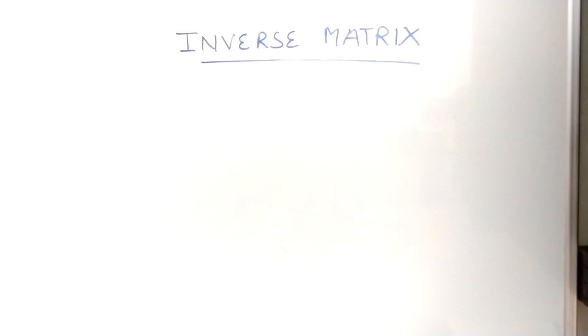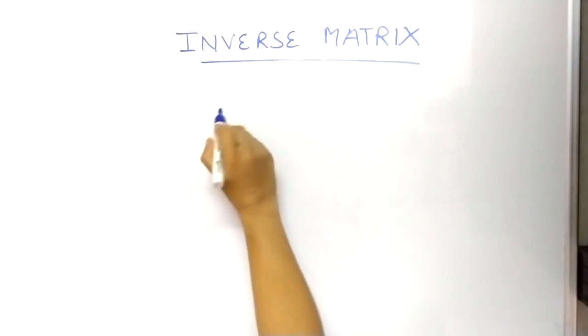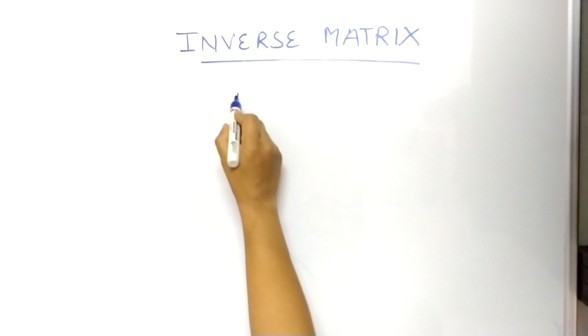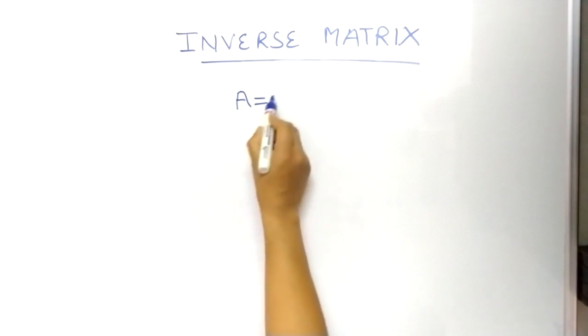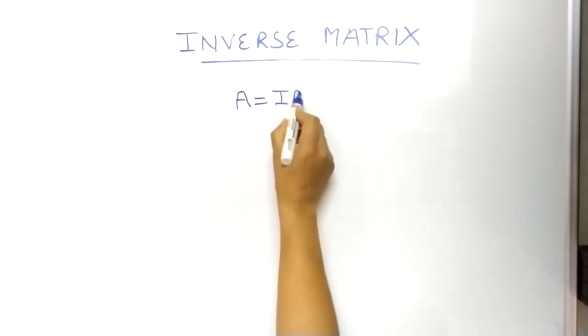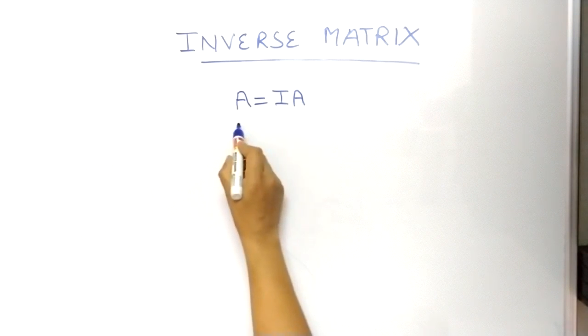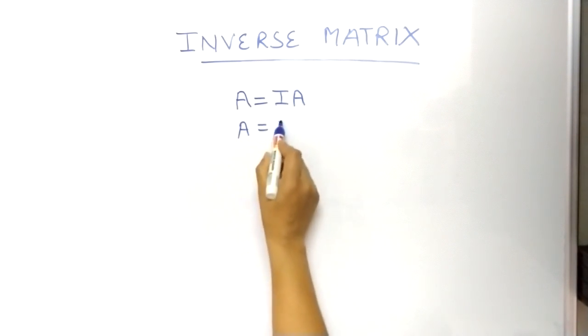Now how can we find the inverse? You know that A can be written as IA, and also A can be written as AI. Both are true.